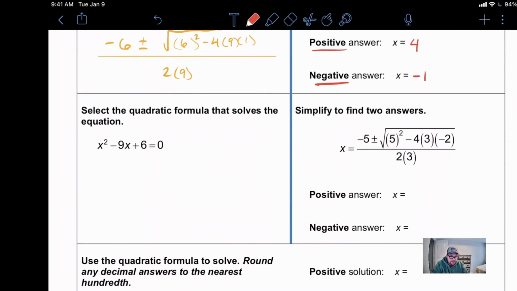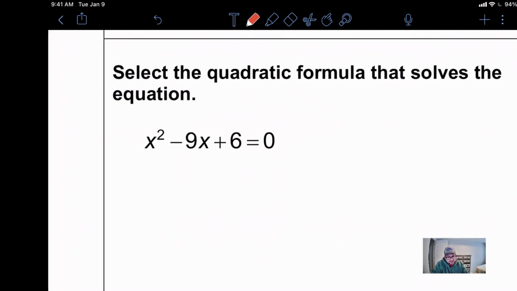Let's take a look at another one. So here's another one for us. It says select the quadratic equation that solves this. So coming over here, of course, this would be a 1.